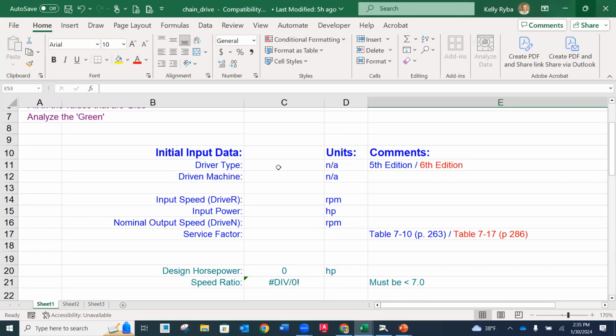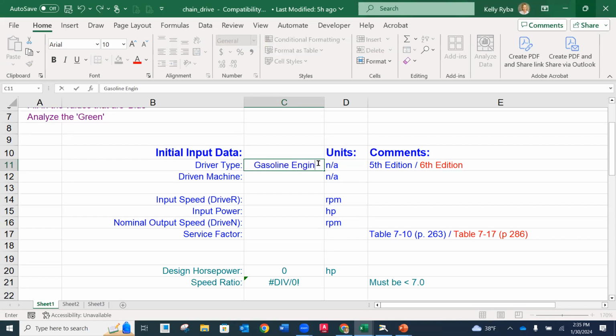At the very top here are the input data. We're going to be putting in what our driver and our driven machine are. So our driver, in the problem statement, what did it tell me? Just the name of the driver. It's a gasoline engine, so we're going to put this in here. What about our driven machine? Heavy loaded conveyor.